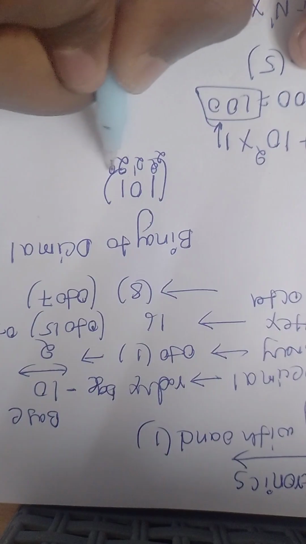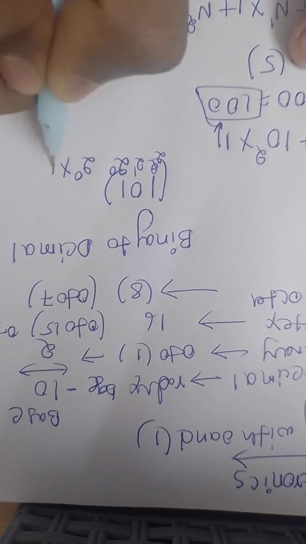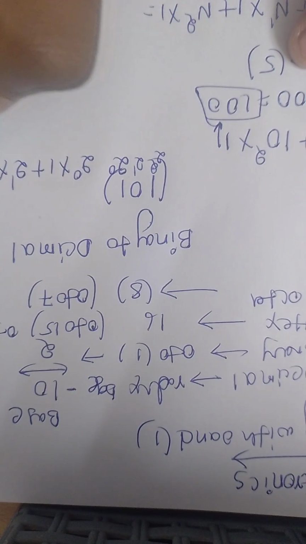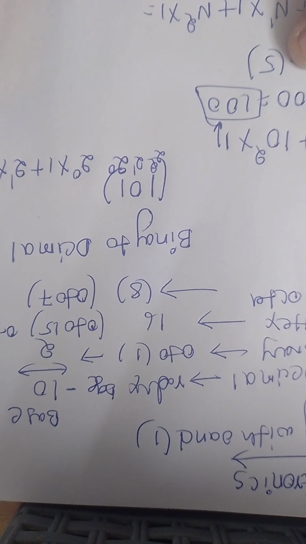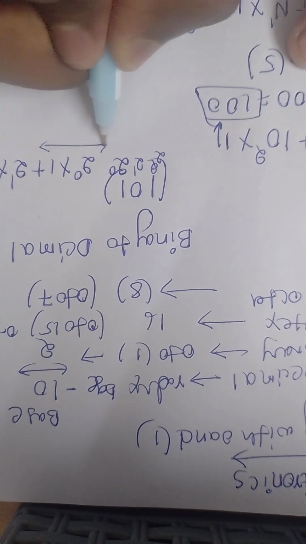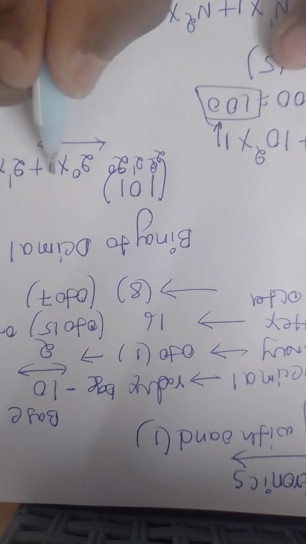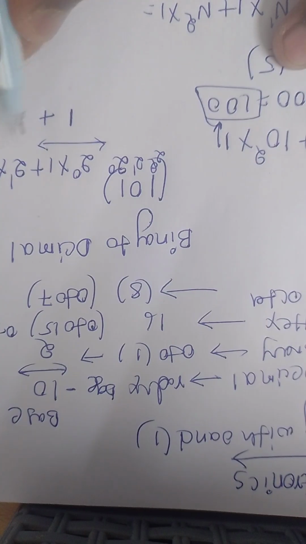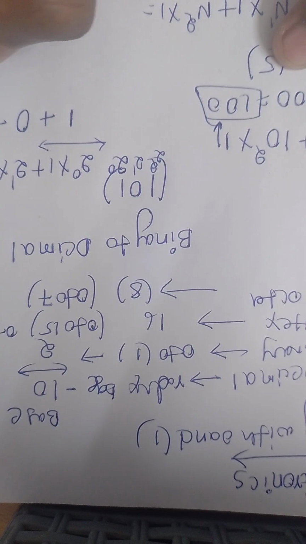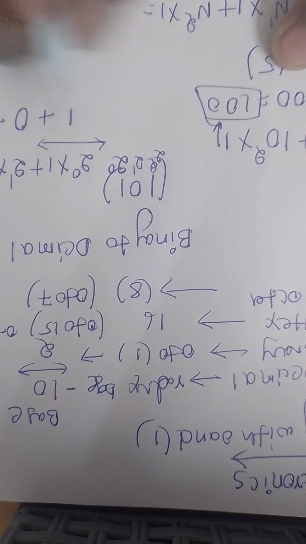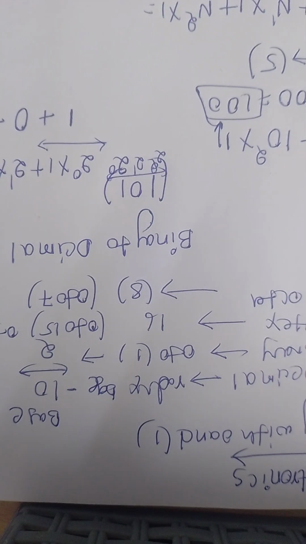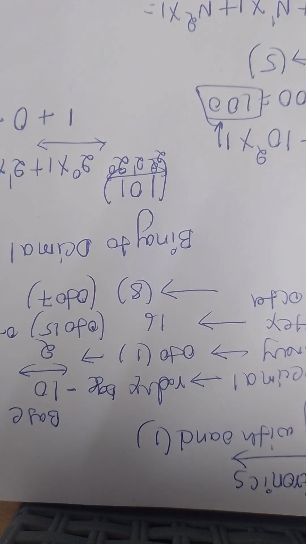For example, take the binary number 101. To convert it to decimal, 2 power 0 into 1 plus 2 power 1 into 0 plus 2 power 2 into 1. 2 power 0 into 1 is 1, 2 power 1 into 0 is 0, 2 squared is 4, so we get 5. This is the value 5. 101 is nothing but 5.